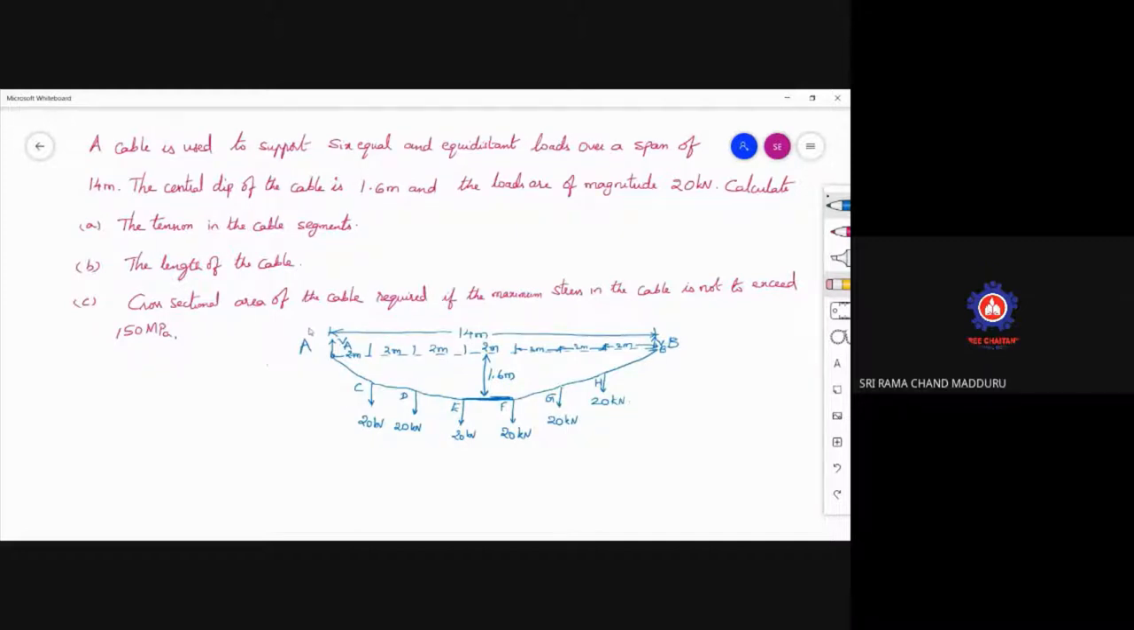Now here, this is also 1.6 only, why? Because the cable here is horizontal, here also it is 1.6, and this is YF, this is YE. What is this one? This is YD, this is YC, YG, YH. Now here a horizontal force reaction is there, H. Here also a horizontal reaction is there, H.